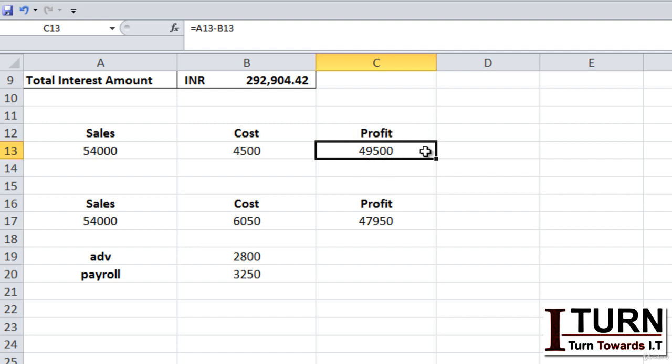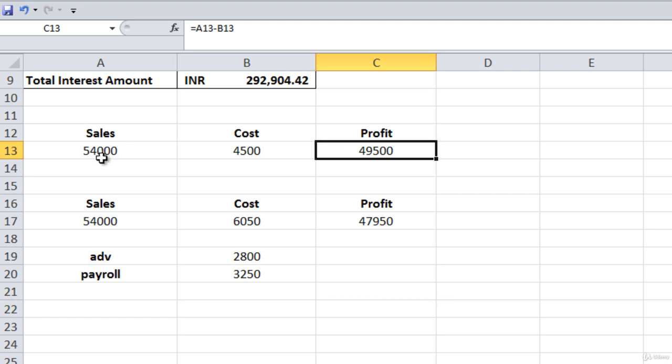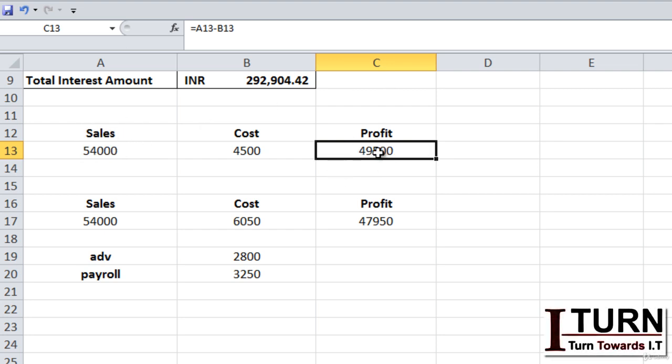Now I want the profit to be 51,100. I'm again repeating, 51,100. So if I want that profit, I need to change either sales or cost. If I'm willing to change sales, then definitely I will have to increase the sales in order to reach the higher profit. And if I want to change the cost, then I will have to decrease the cost in order to reach that profit. However, the beauty of goal-seek is that I will not have to do the function or the equation by myself. Goal-seek will do it for me.